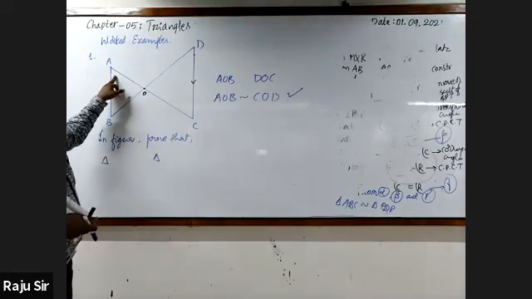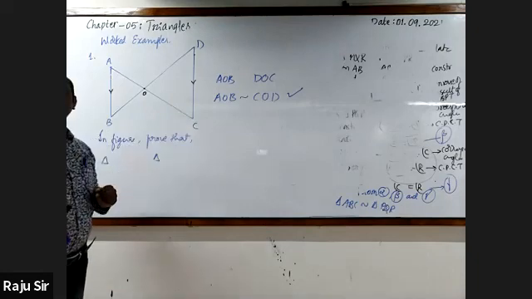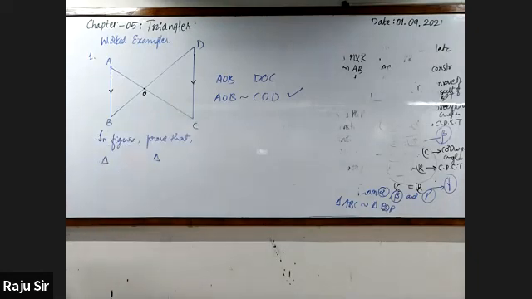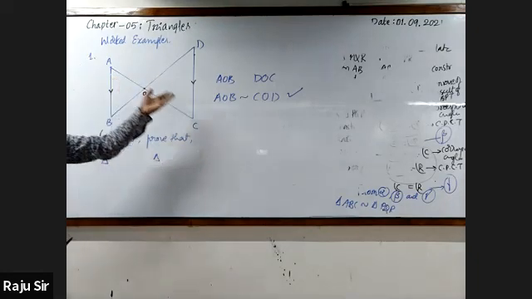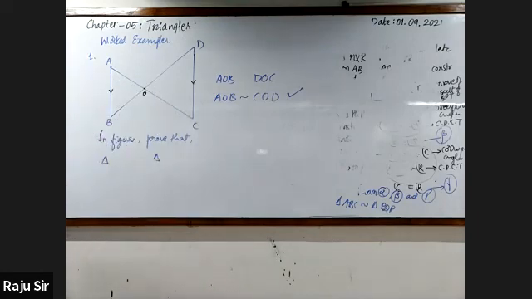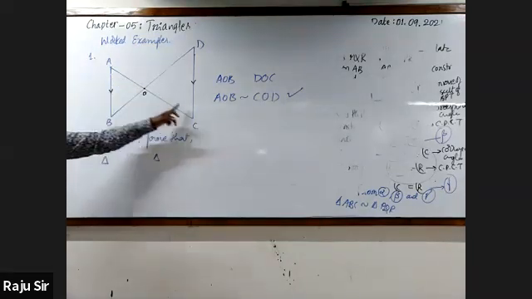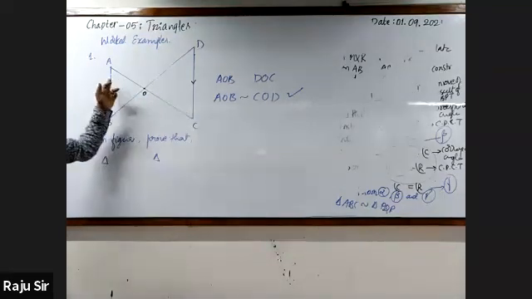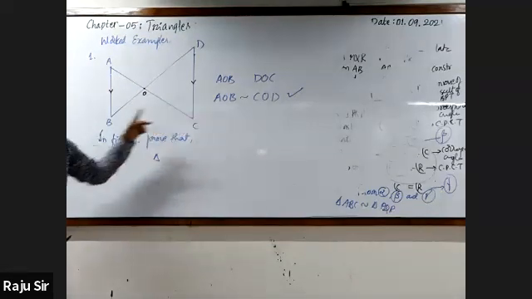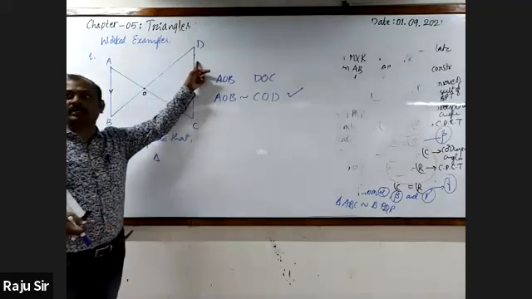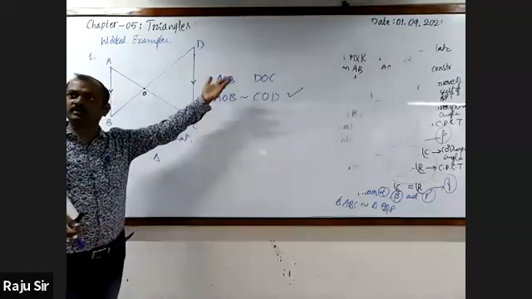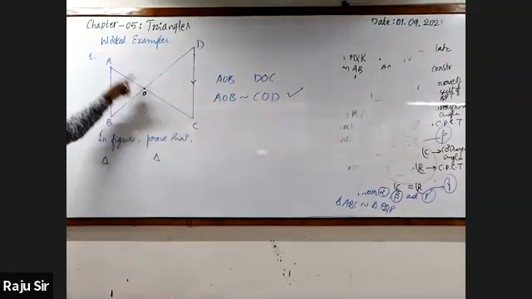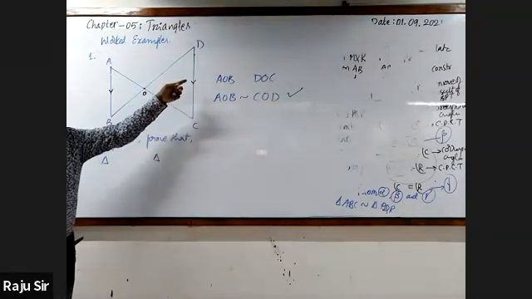How do you say that angle A and angle C are corresponding angles? Oh, okay. AB is parallel to DC. Very good. AC is a transversal. Then angle A equals angle C. Why? Alternate interior angles. These two are equal. Similarly, angle B equals angle D. Reason is the same, alternate interior angles.